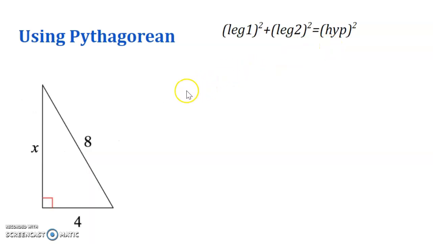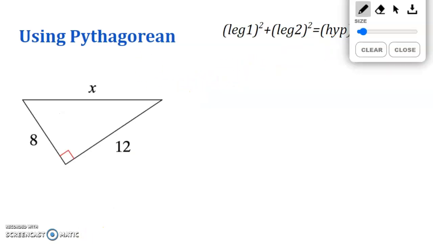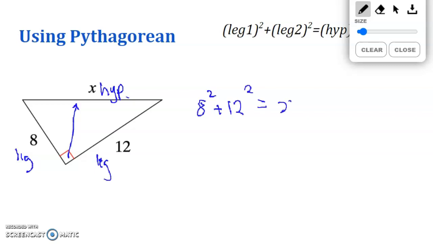So in this case, how do we solve this? Remember, the two sides adjacent to, or next to, the right angle are the legs, and this is another leg, and the side that is opposite is always the hypotenuse. So leg squared plus leg squared is hypotenuse squared. Putting it together, 8 squared plus 12 squared is x squared.